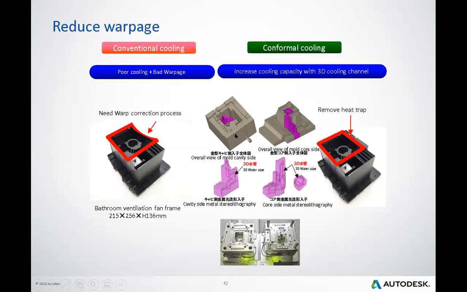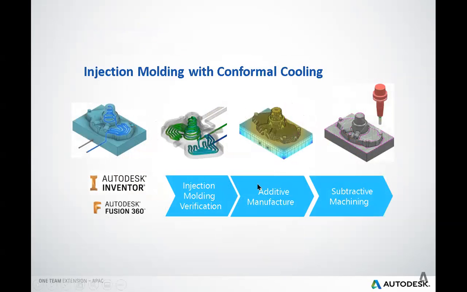And then we use conformal cooling. We can see that we remove the heat trap and the part has less warp or no warp at all. This is in Japanese language, so I translated it to give an overall view of the mold cavity design. We can see that this technique is used worldwide, in Japan as well, and then we can see the 3D model like this.